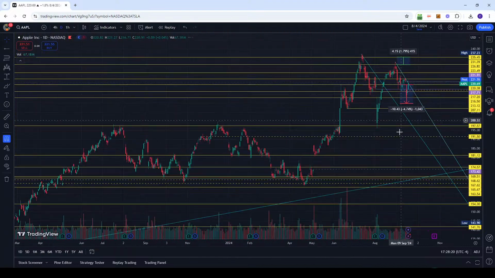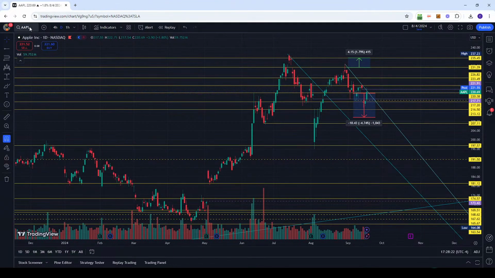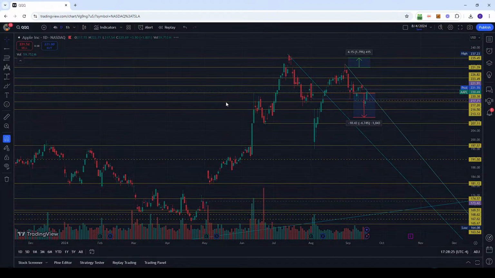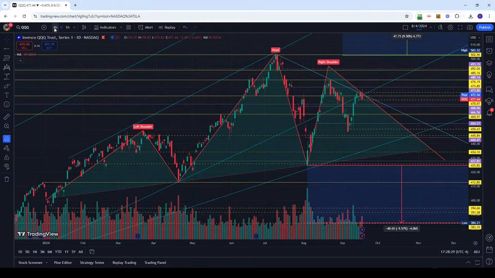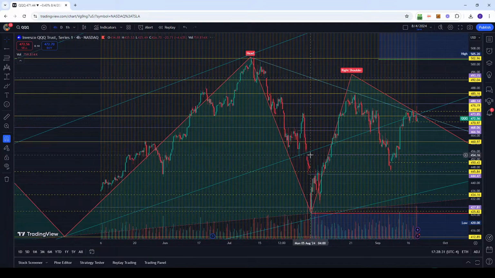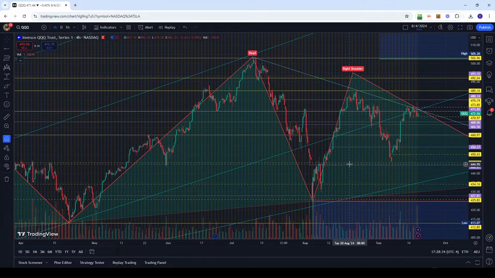Apple, kind of the same level and range going on. Jump over to QQQ. So we were talking about this over the weekend. There are several things going on here, and I'm going to start with the daily.